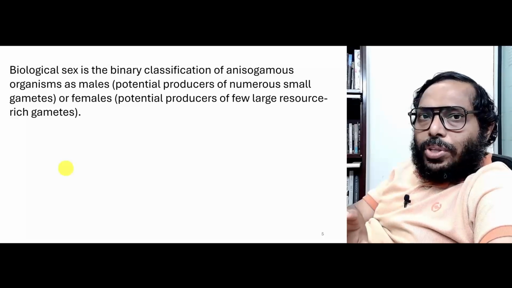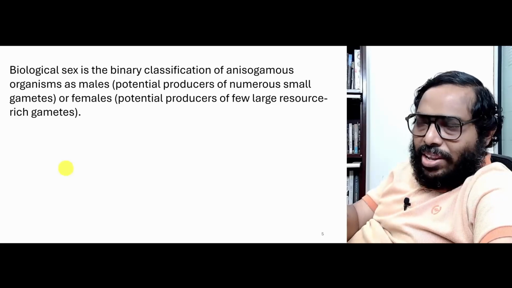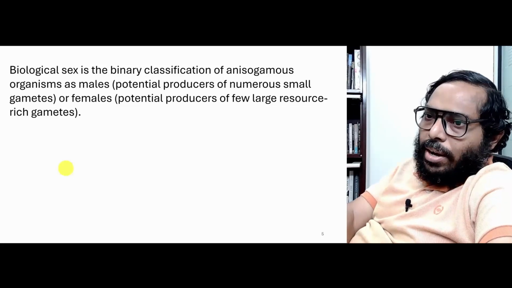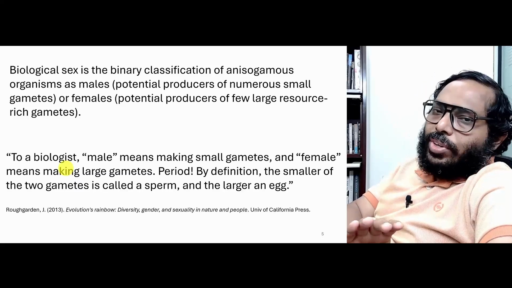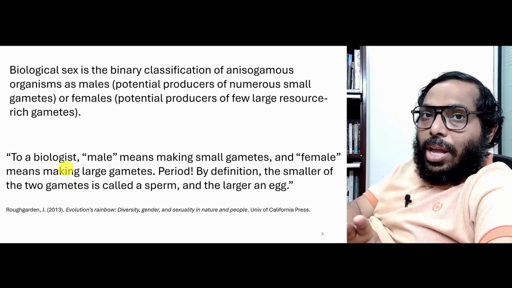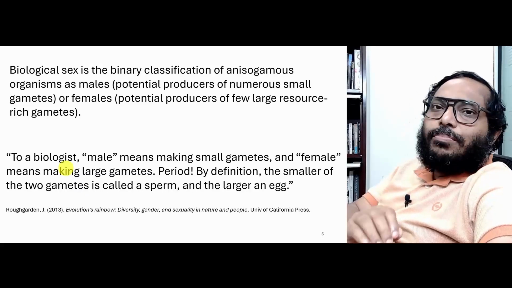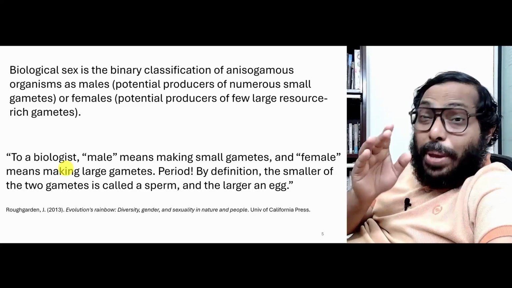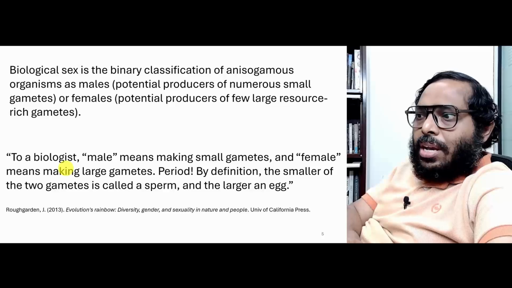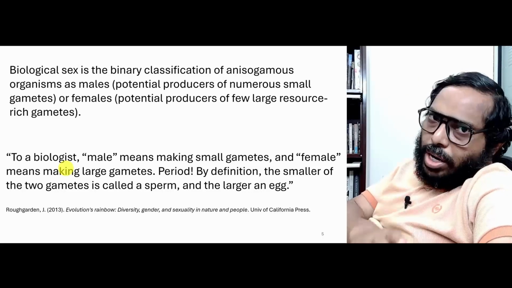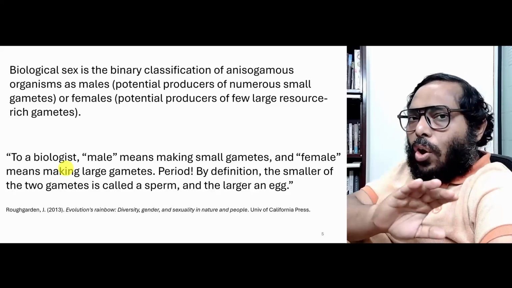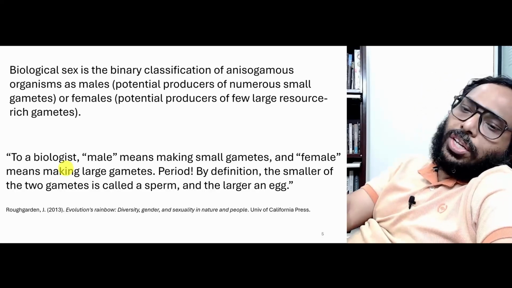The person who put this very nicely, very pithily, was the famous evolutionary biologist Joan Roughgarden, and what she says is very simple. To a biologist, male means making small gametes and female means making large gametes, period. By definition, the smaller of the two gametes is called a sperm and the larger an egg. That is it. That is all there is to sex for a biologist.